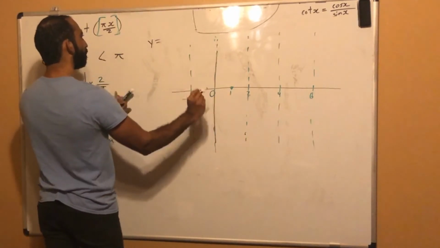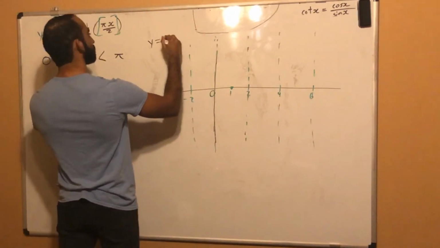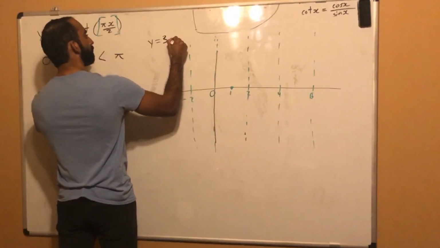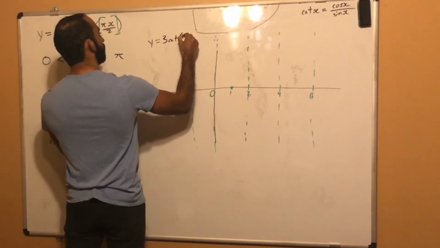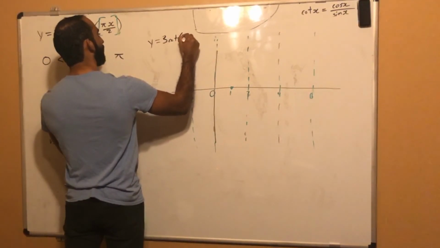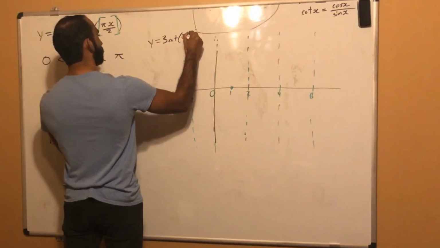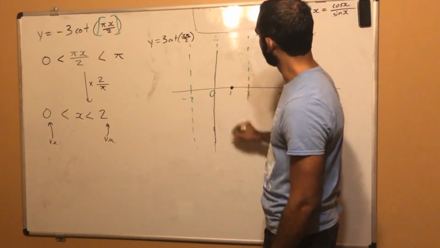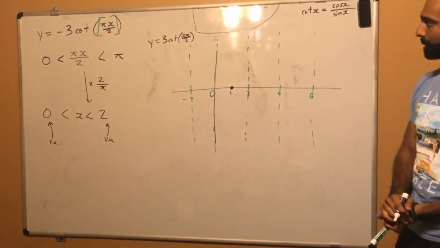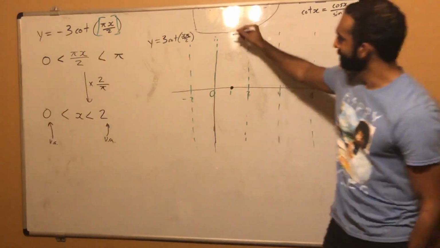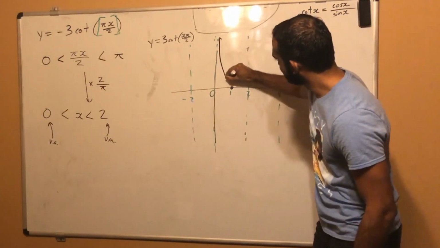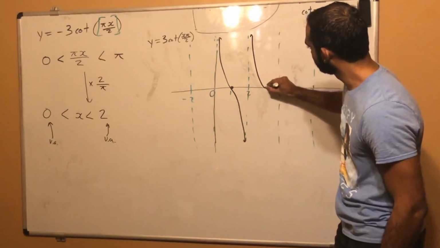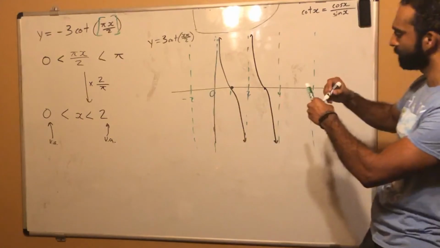So let's graph this here. I'm going to denote this in black. So y equals 3 times cotangent of pi x over 2. So in black here, what does this thing look like? It starts from the top left and goes down to the bottom right, in a nice snaking action. And this goes on forever. Let's do 2.